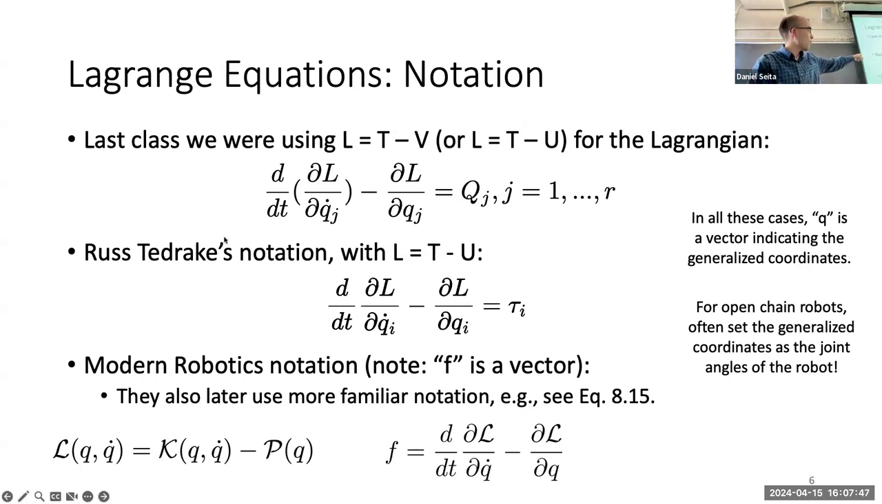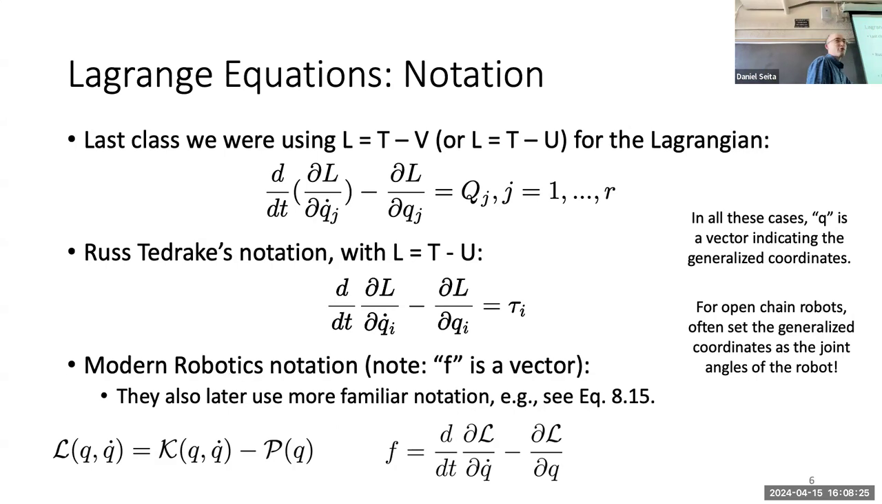If you look at the website for this, you'll see Russ Tedrake's notation, which is like this, and then you have Modern Robotics notation. Kevin Lynch and Frank Park are other leaders in robotics, and they sometimes write it like this, where if there's no subscript on the q, then that means the vector. So you have to think of q as the vector of all the generalized coordinates. And so when you put in the dot, it's really meant to be a vector of all those derivatives.